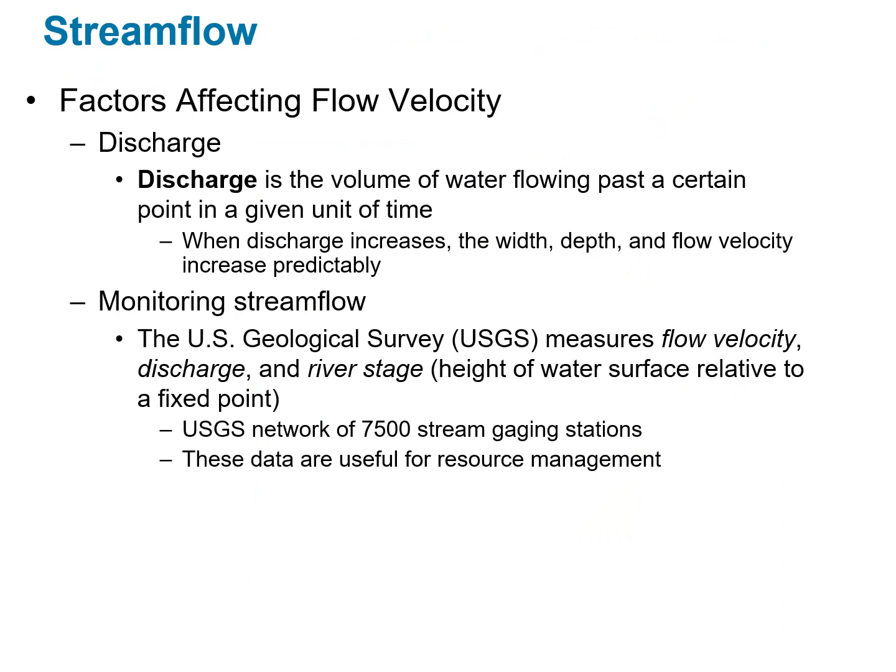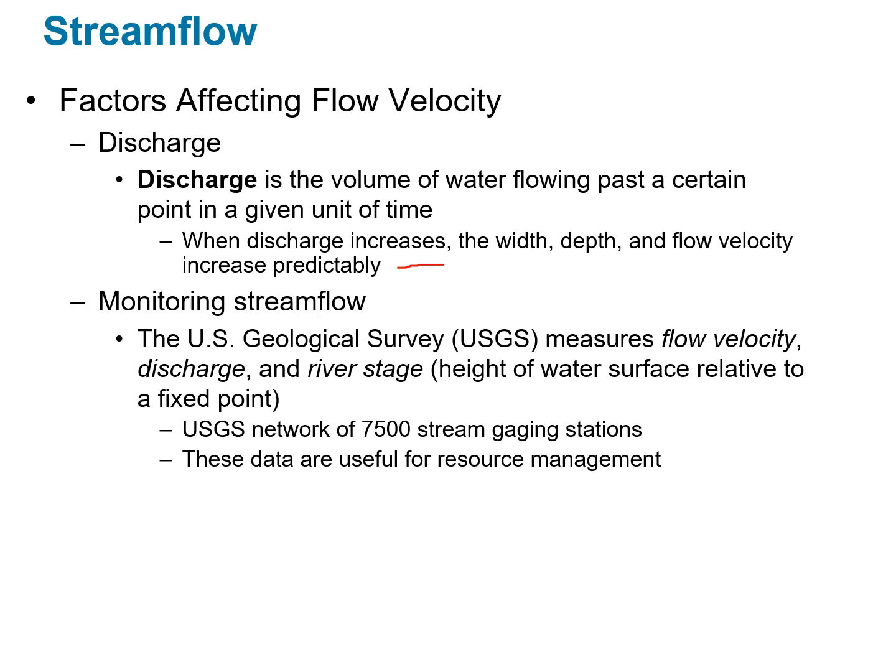All right, other factors that affect flow velocity: discharge. When discharge increases, so when rivers swell up with more water, the width, the depth, and the flow velocity all increase. So if there's more water flowing through a river, you're going to have faster velocity and higher river stage, or river level. It's going to be deeper, obviously.